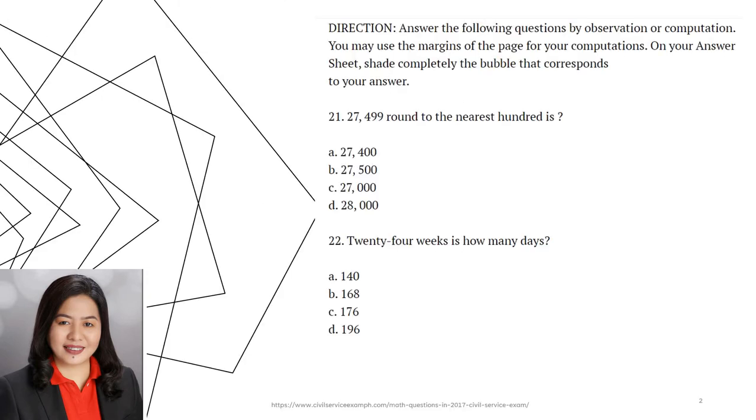So the directions: you answer the following questions by observation. Some of them can just be answered by looking at the given choices, or you need to do a computation in order to have your answer. You may use the margin that is on your paper when you take the actual exam, and then you will have to do the shading. Make sure that you shade the bubble properly.